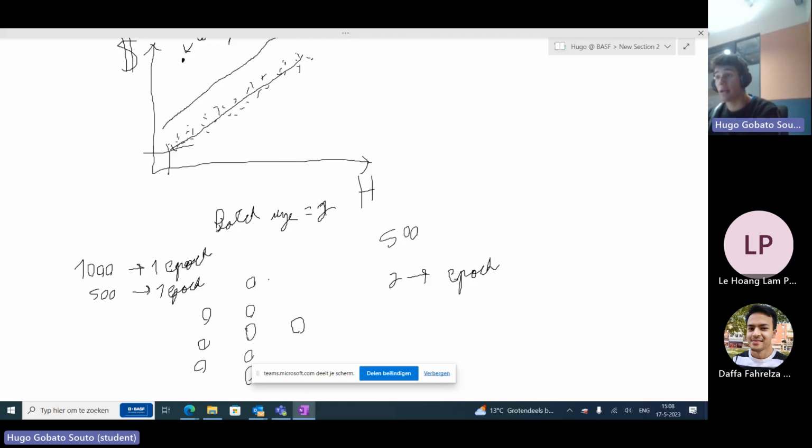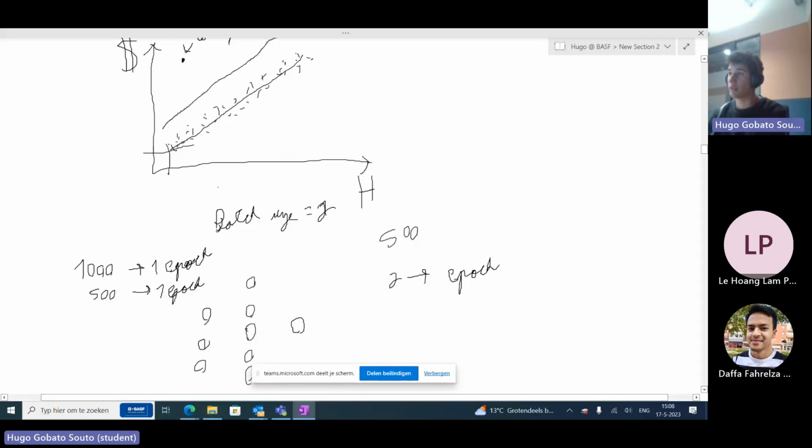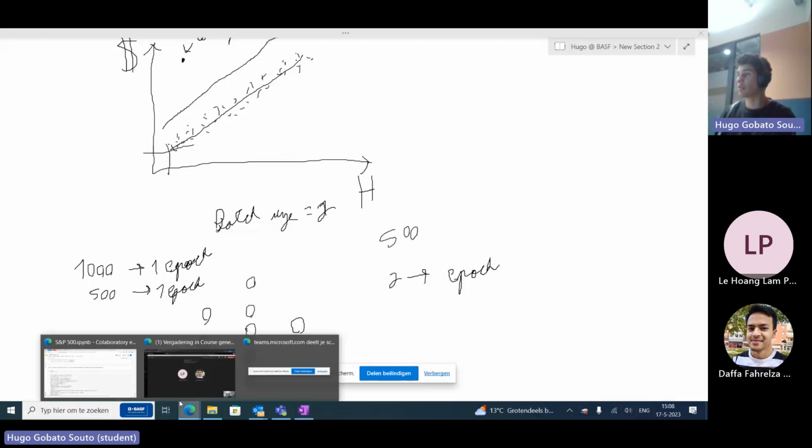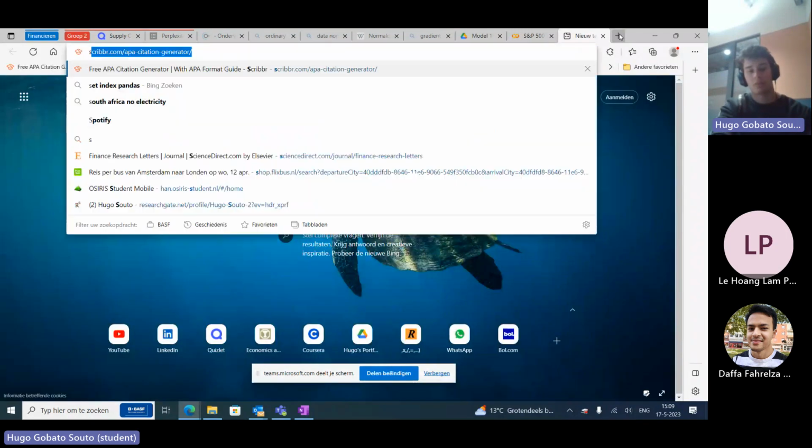I'm always open to help, and not only me, but also the AI community and the computer science community. People that work with computer coding are very, very friendly and helpful. Daf already knows about it, but Lam probably doesn't know. There is a website called Stack Overflow.